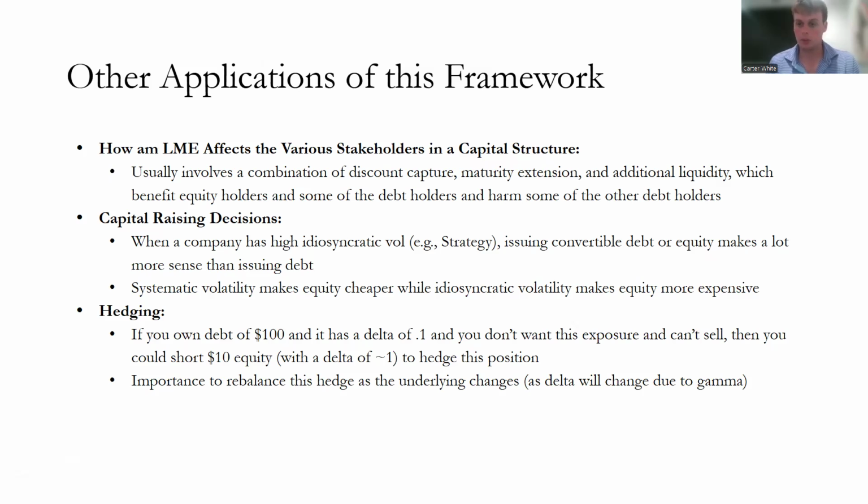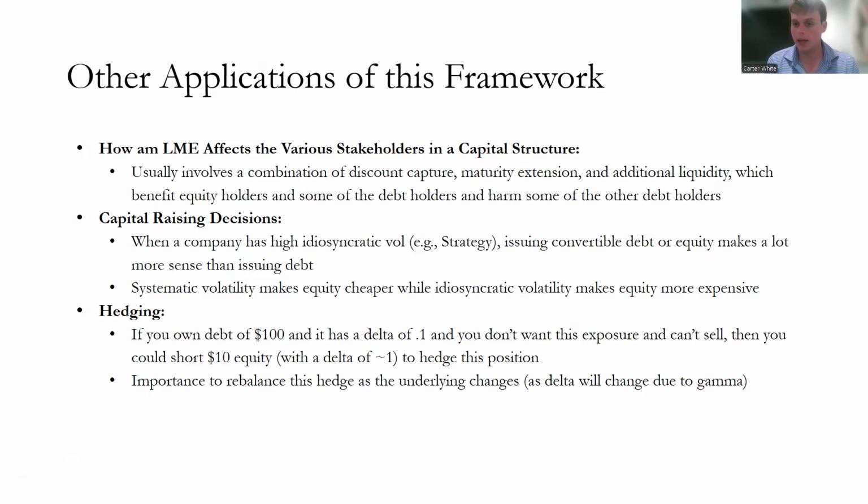MicroStrategy, or Strategy now, from a cost of capital standpoint, it makes a lot more sense to issue equity than debt because of how these options trade. So it's kind of interesting, actually. Systematic vol, when you think about CAPM, makes equity cheaper, while idiosyncratic vol makes equity more expensive because volatility benefits equity holders because it's an effective call option on the business's assets.